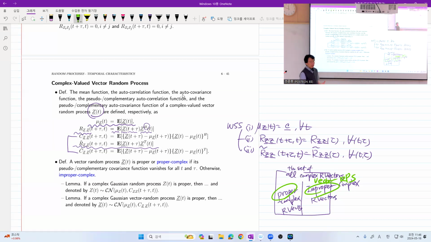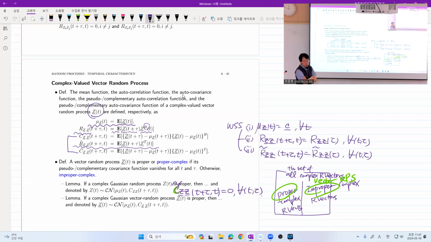Now we extend it for complex random processes. Same as before, the complementary covariance function is zero for all t and tau. Okay? So C tilde sub z of t plus tau comma t equals zero for all pairs of t and tau.